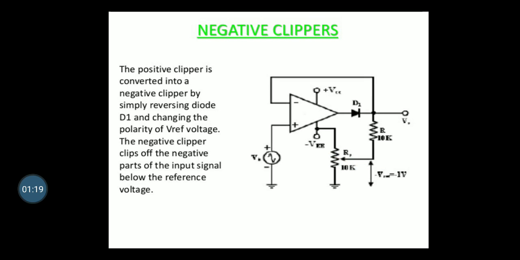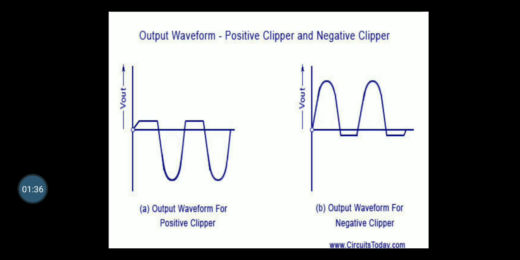Negative clippers. A negative clipper is obtained by simply reversing the diode D1. Hence, the negative clipper clips off the negative parts of the input signal below the reference voltage. Let us look into the diagram of both the positive and negative clipper. Here, the positive clipper has only the positive part of the waveform clipped off, and the negative clipper has the negative part of the waveform clipped off.